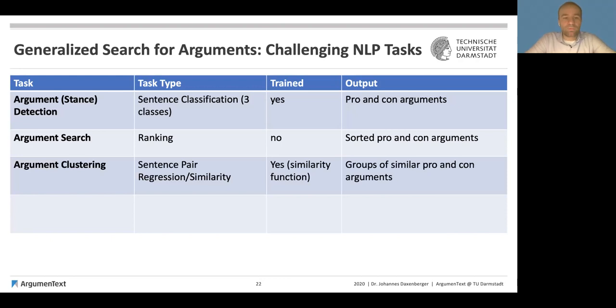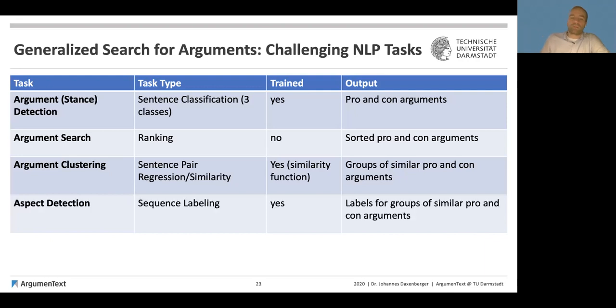In the third step, we then cluster the arguments. In terms of the task, this is a sentence pair similarity task. So we determine the similarity of a pair of sentences, and then from that we calculate the clustering. This again is supervised, so to say, trained on manually labeled data, not the clustering task itself. That is unsupervised, obviously, but the similarity function that determines the distance between two sentences or two arguments, that is actually supervised. So we have training data for that. And the output of this would be groups of similar pro and con arguments.